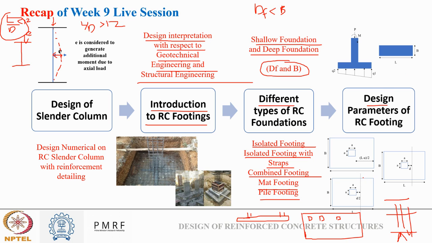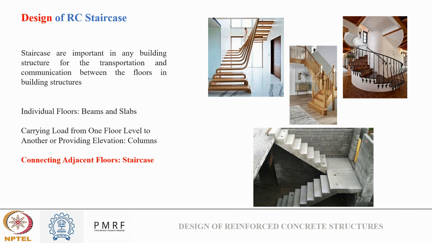So in shear also we saw two things: one way shear and punching shear, and how we choose the critical location where the shear can occur and how we design for it. Everything we understood. And finally we saw one numerical for designing an isolated reinforced concrete footing. Okay, so I hope the discussion that we did on RC footing and the numerical that we did on slender RC column was clear to everyone.